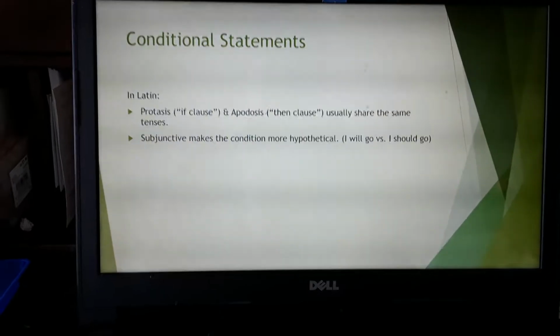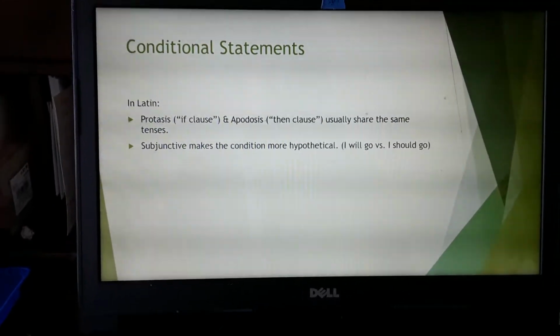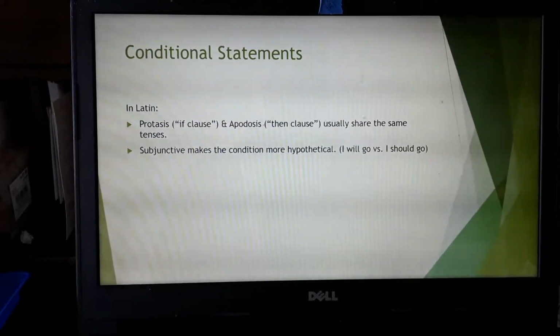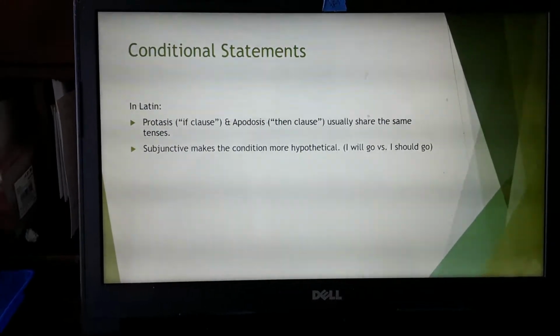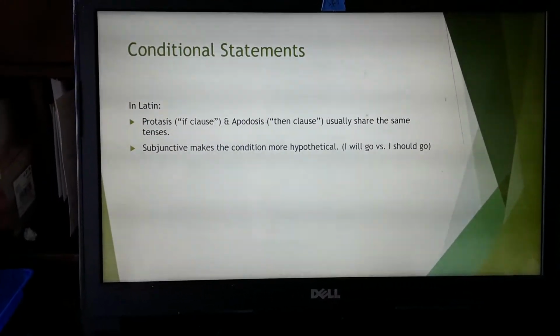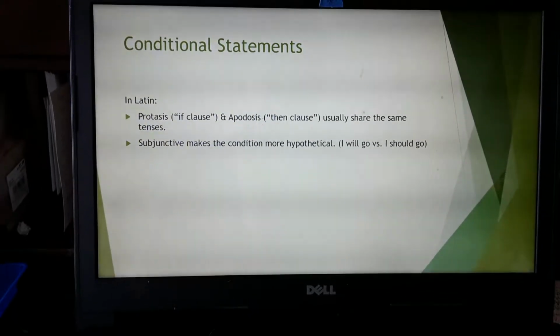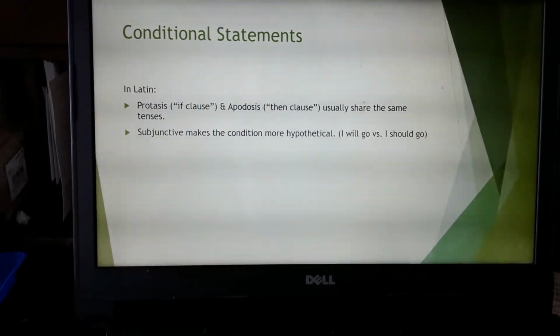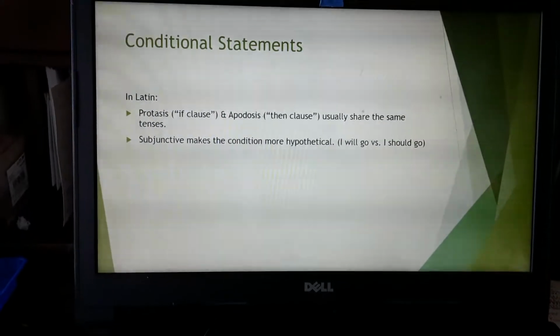So whether you're talking about the if clause or the then clause, you're going to see that most of those verbs are usually going to share the same tense. The general rule is if you see these words in the subjunctive, it's going to mean that the condition is going to be more or less hypothetical. So, for example, I will go is a much stronger likelihood of happening than I should go.